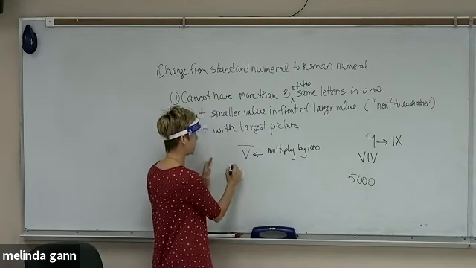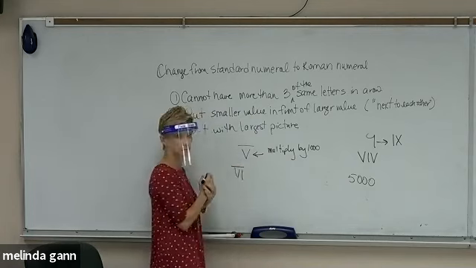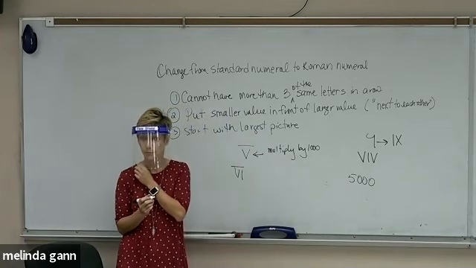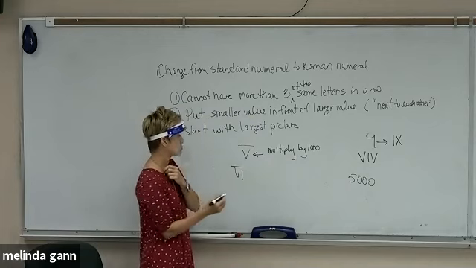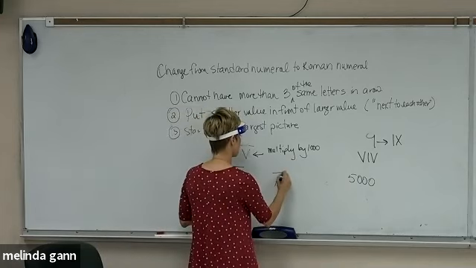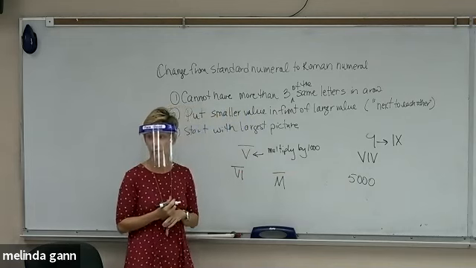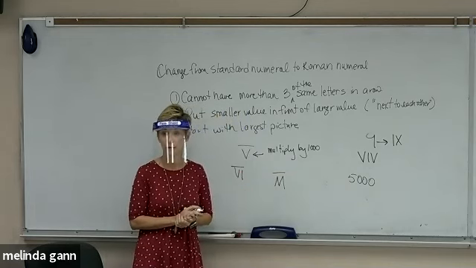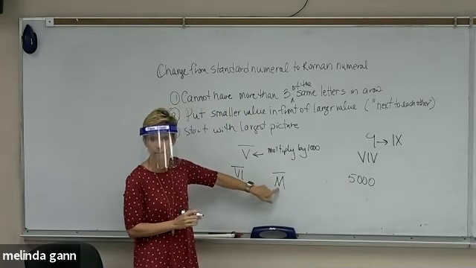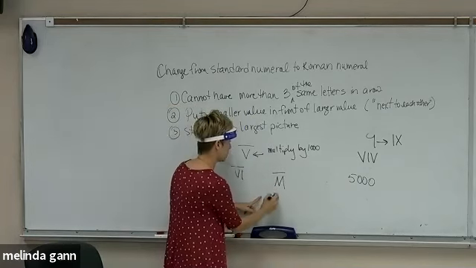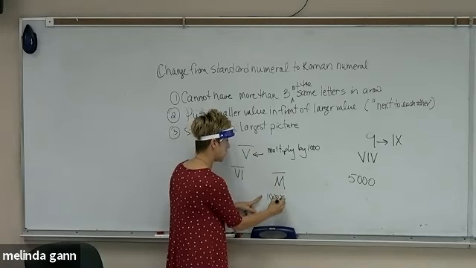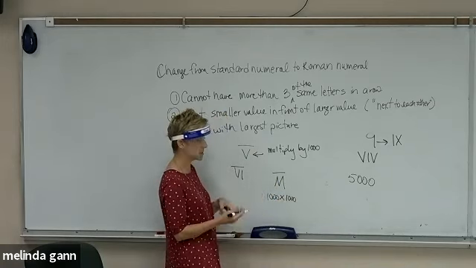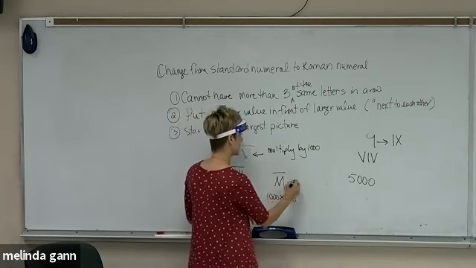A VI with a what over it? A bar. Everybody okay? What number is an M with a bar over it then? What's M? What's that bar mean? Multiply by what? 1,000. What number is that? It's a million.